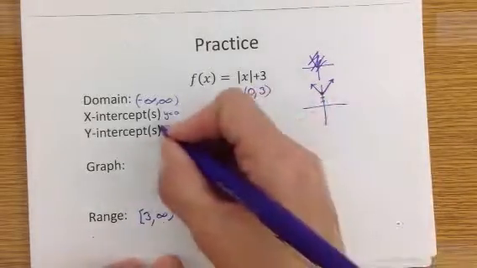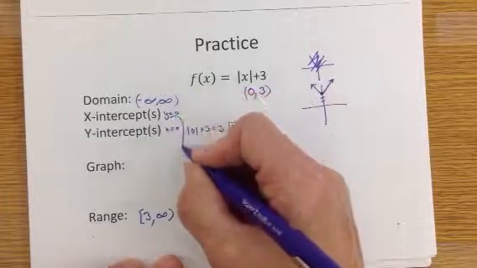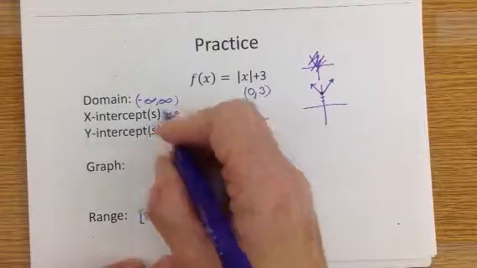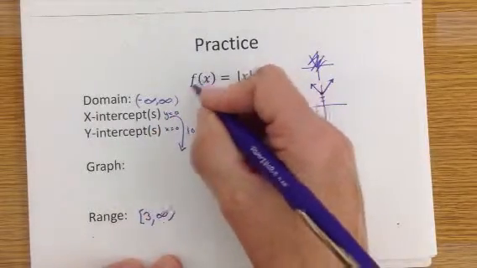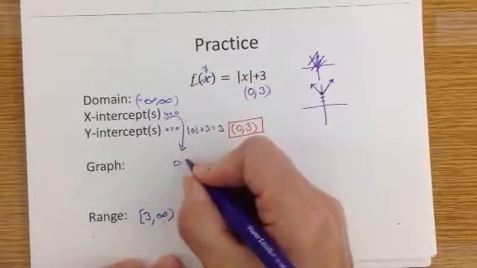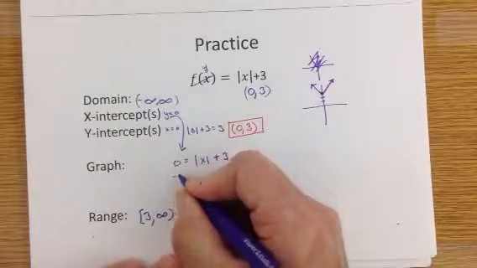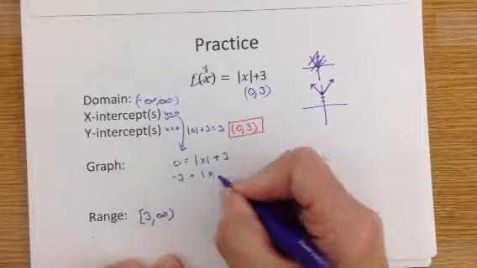So, I'm sorry, I should have left more room up here. So I'm going to do the x-intercept down here. For the x-intercept, remember I set y equal to 0, and this is another way of saying y. So 0 equals absolute value of x plus 3. So I'm going to subtract 3 over, and negative 3 equals absolute value of x.